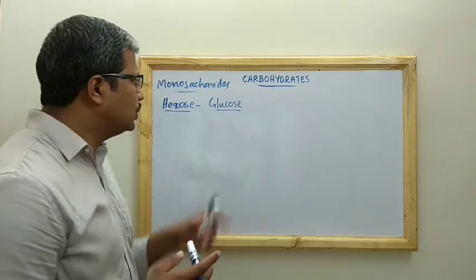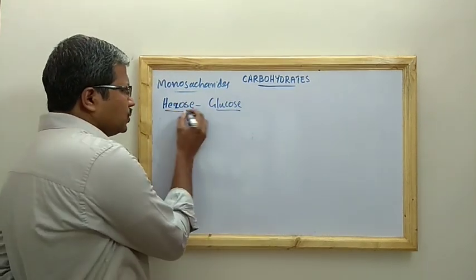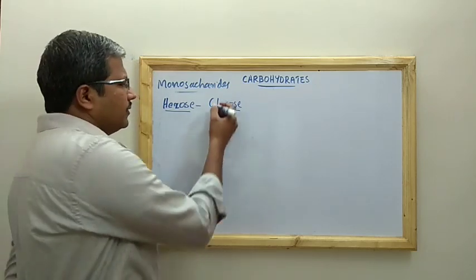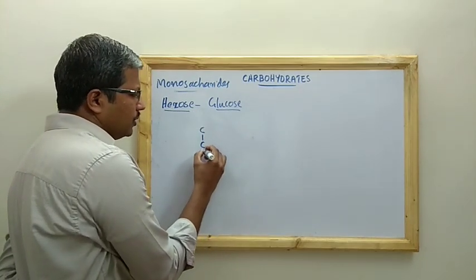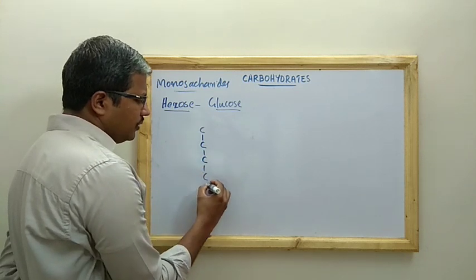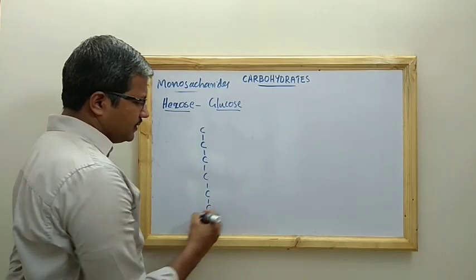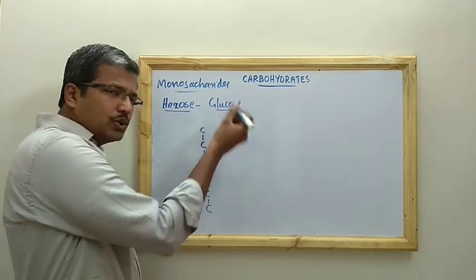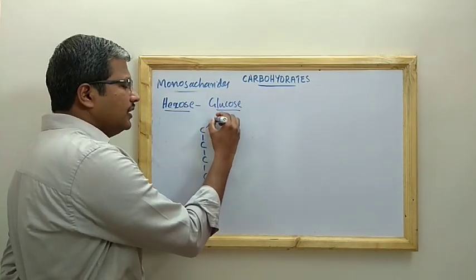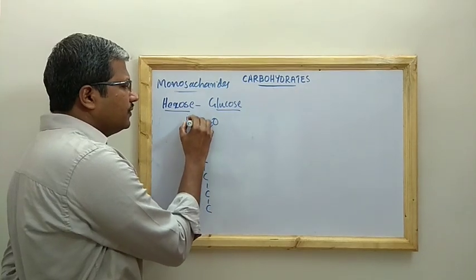We can see that glucose, the hexose sugar, is an aldehyde. So let us see hexose. It contains 6 carbons: 1, 2, 3, 4, 5, 6. And it is an aldose sugar. Therefore, it contains an aldehyde group at the first position.